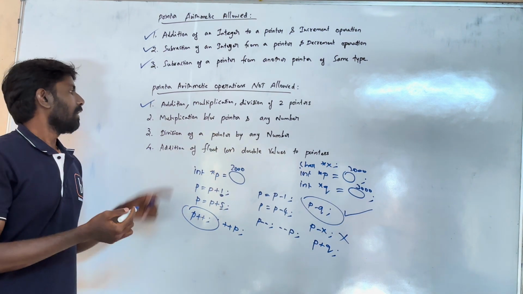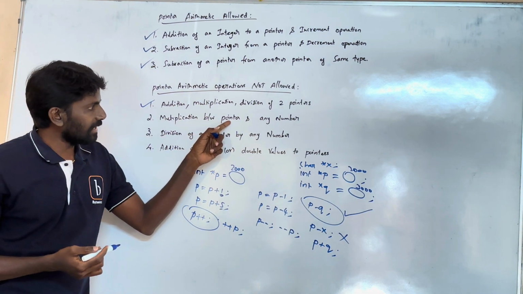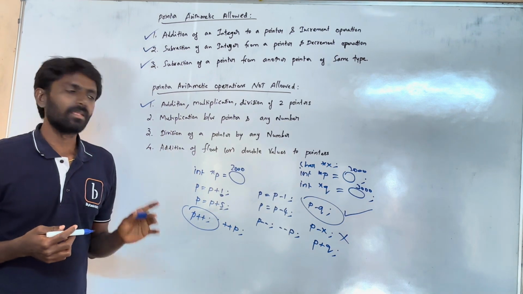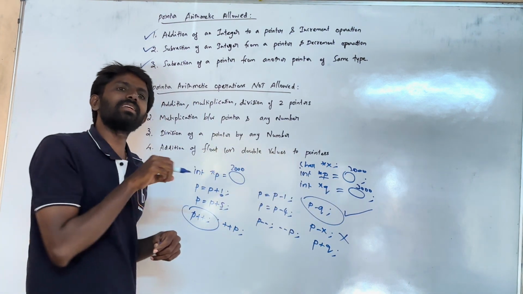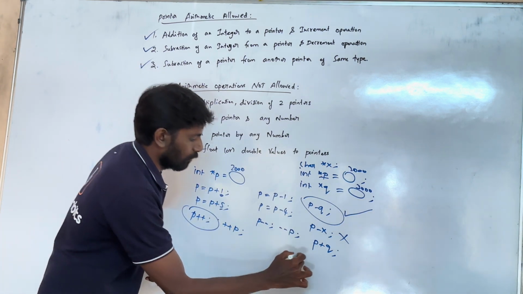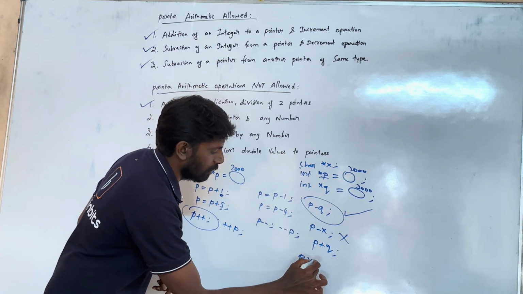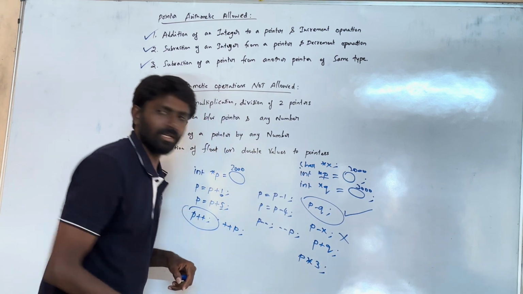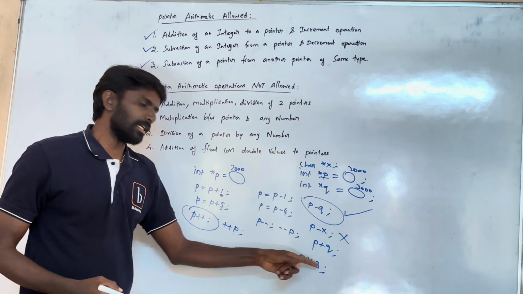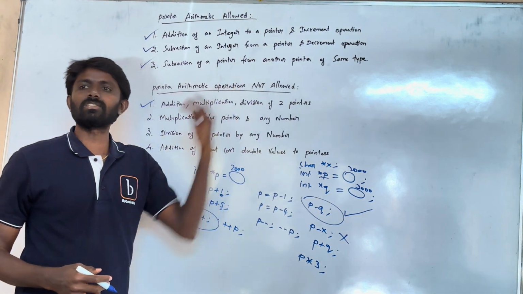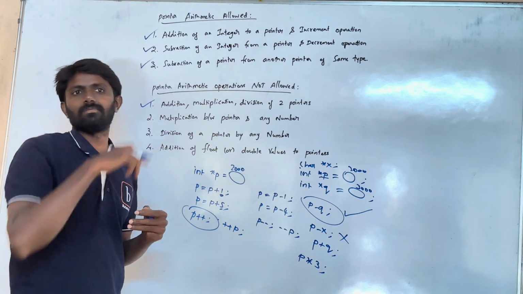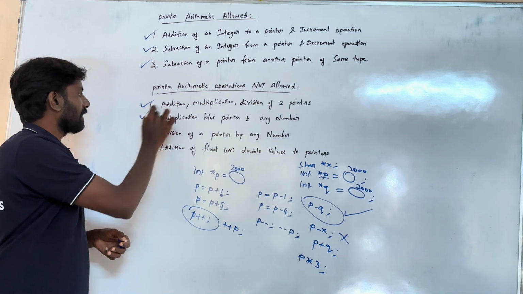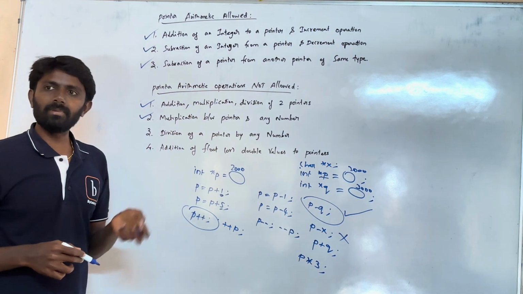Multiplication between a pointer and any number. Let's take that in p you have the address 2000. If you are doing p * 3, what will happen? 2000 times 3 will become 6000. So it will jump to a different location itself. That is the reason multiplication with any number also is not allowed.